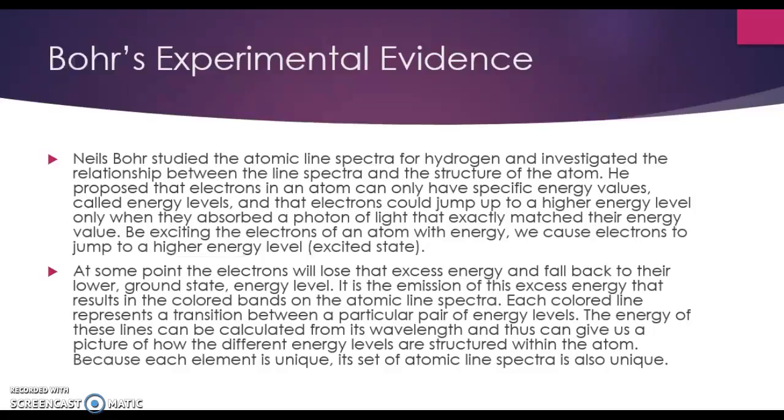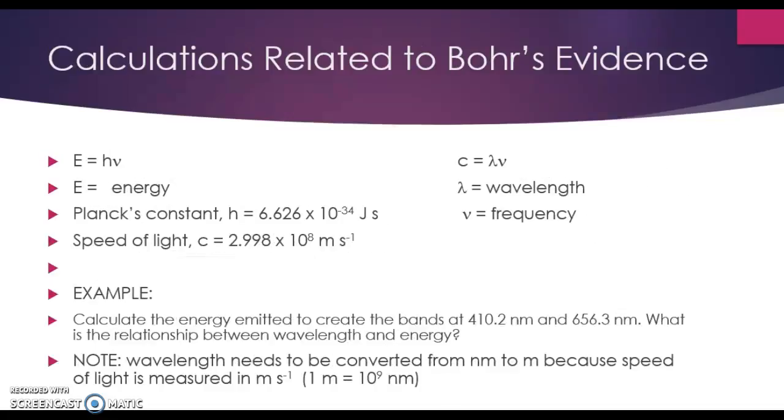So because each colored line represents a transition between a particular pair of energy levels, we can calculate the energy that's required for that energy transition. So here are some equations on your formula chart and calculations that can be done that's related to that evidence. And as an example, we're going to calculate the energy emitted to create the band that is measured at 410.2 nanometers on the hydrogen spectrum.